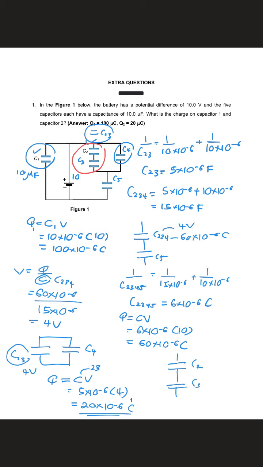As we know, when it comes to a series, the charge will be the same value for both C2 and C3. Therefore, we already get the answer: for C2, the charge will be 20 × 10^-6 coulomb. To solve this kind of question, you need to combine everything, then reverse the combinations, and then you are going to get the answer for charge and also potential difference. Okay, let's move on with the next question.